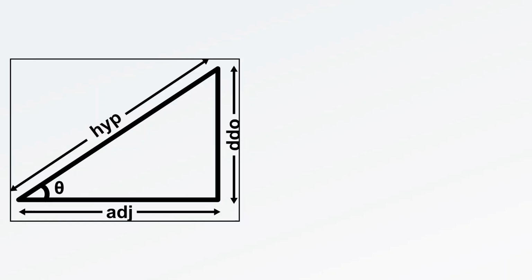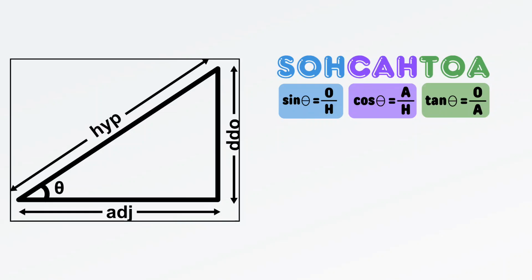Now, let's break down SOH-CAH-TOA, a mnemonic device used in trigonometry to remember the relationships between the angles and sides of a right triangle. SOH is defined as sine equals opposite over hypotenuse. CAH stands for cosine equals adjacent over hypotenuse. Third is TOA, which means tangent equals opposite over adjacent.